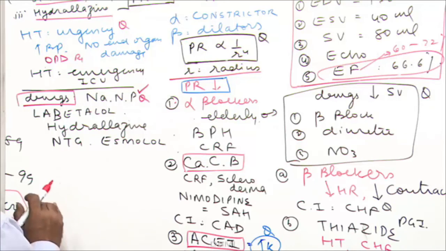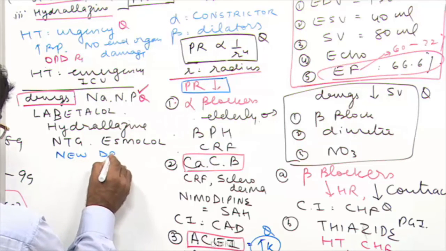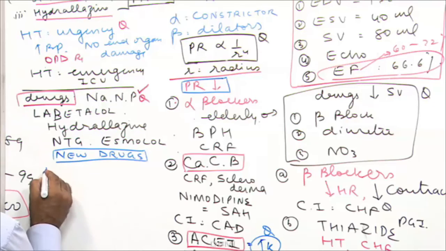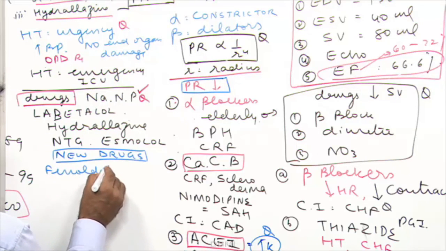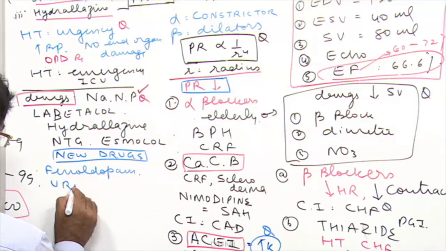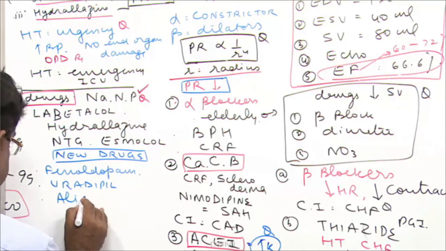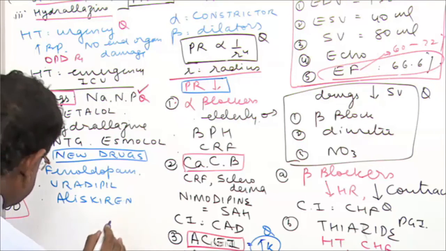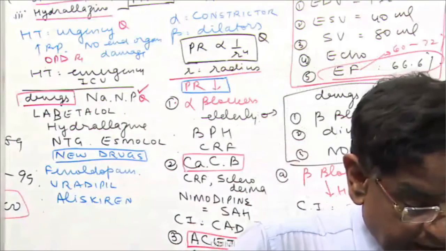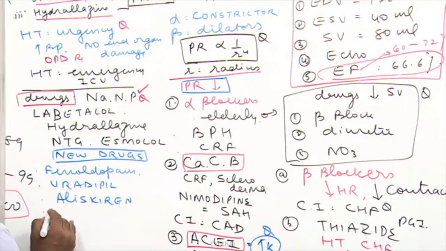Now there are certain new drugs, recent advances, new drugs for hypertension. The recent advance drugs we are using are injection fenoldopam, injection clevidipine, injection aliskiren. Fenoldopam, clevidipine, aliskiren are the drugs. And we have one more drug, bosentan.